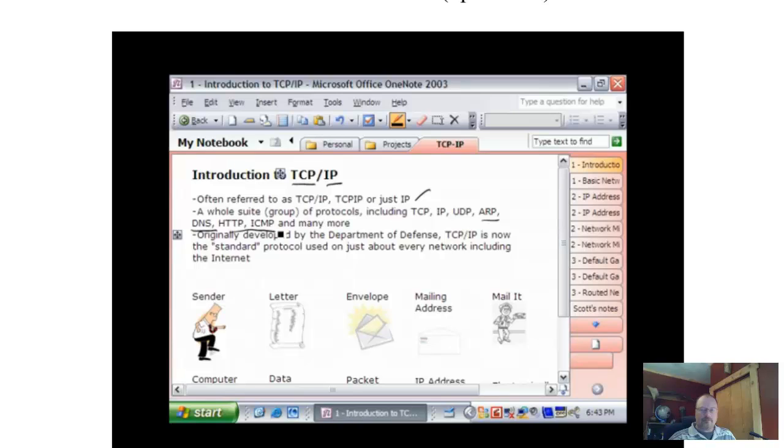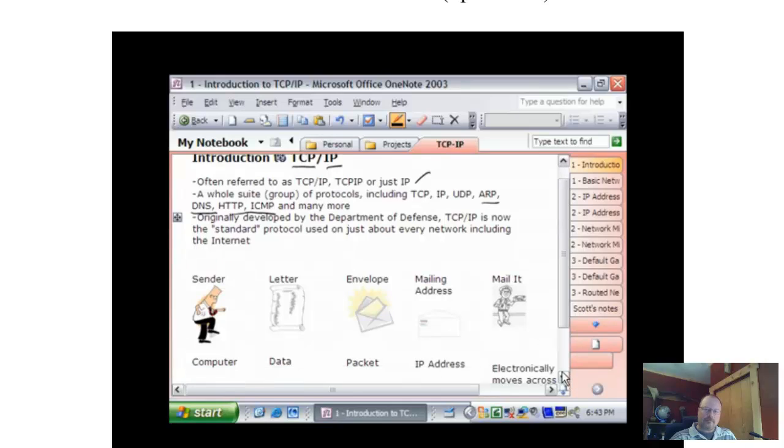Now, this collection of protocols works together to provide you that network experience that you're used to anytime you're on the internet or going back and forth in a network, even on a local area network. Now, TCP/IP was originally developed by the Department of Defense, but now the standard protocol is used in just about every network, including the internet. Let's take a quick look at exactly how TCP/IP works, just to give you a better feel, comparing it to our mail system.